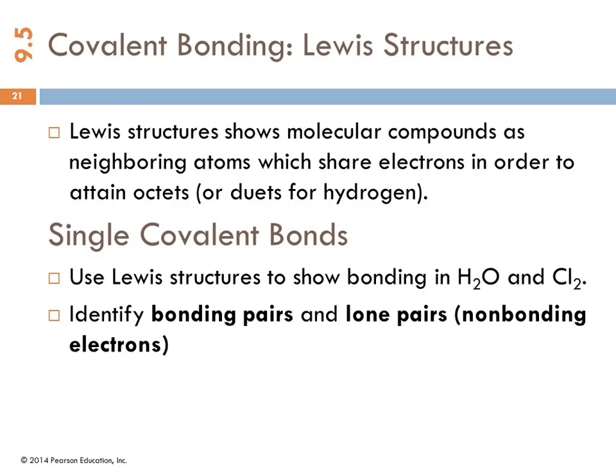Covalent bonding. So the Lewis structures are going to show molecular compounds as being neighboring atoms which are sharing electrons to attain octets.